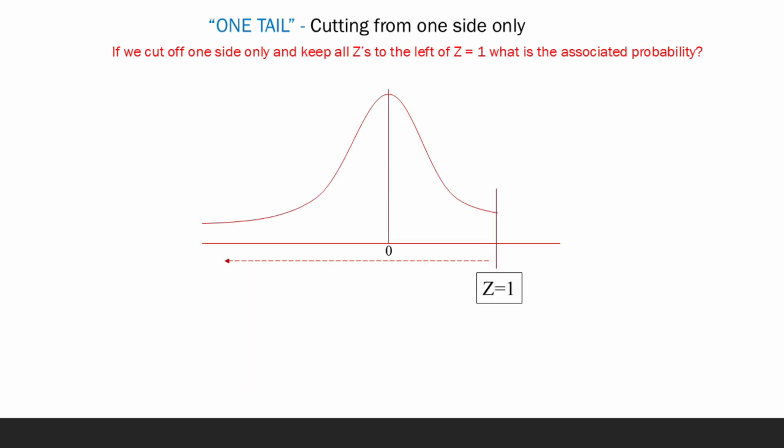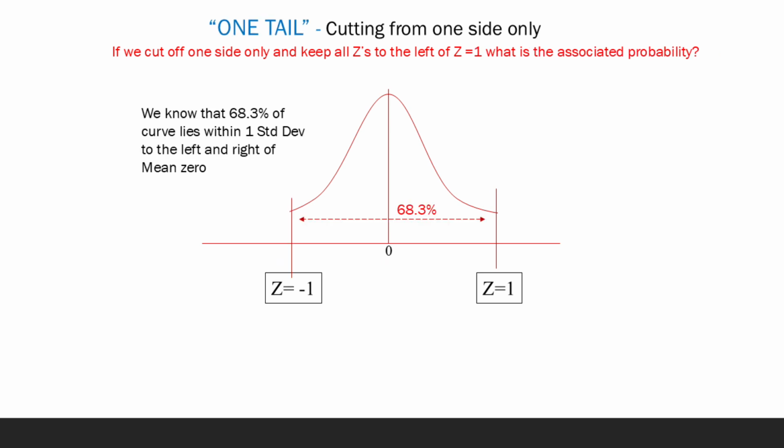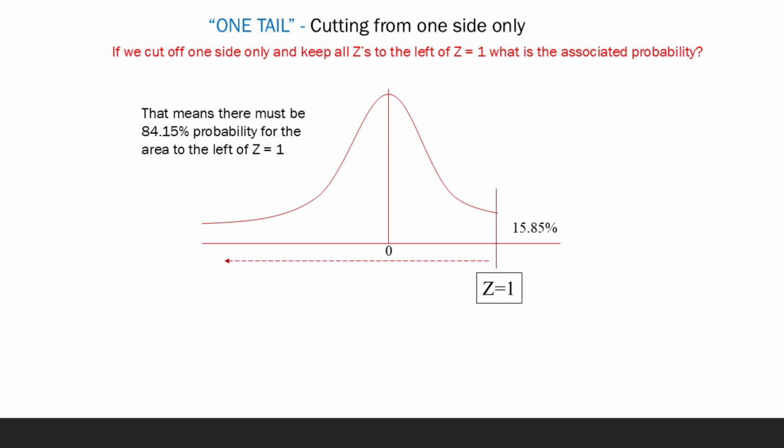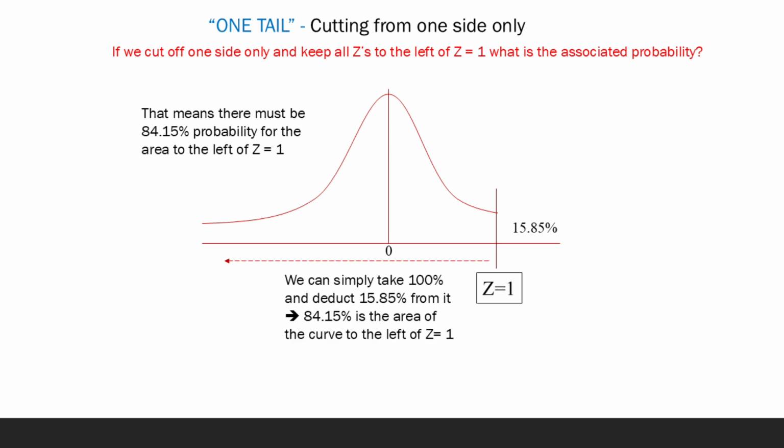If we cut one side of the curve, or only one tail, we need to figure out the probabilities involved in this manner. For example, if in a two-tail distribution, 68.3% will lie within 1 standard deviation from the mean, then that means roughly 15.85% is cut from both sides, and that defines 1 standard deviation away from the mean. If we need to get all the values to the left of 1 standard deviation, it's a simple matter of taking the rightmost 15.85% of the data and subtracting that from 100%, and we get roughly 84.15% of the data that lies to the left of 1 standard deviation, or the one-tail distribution.